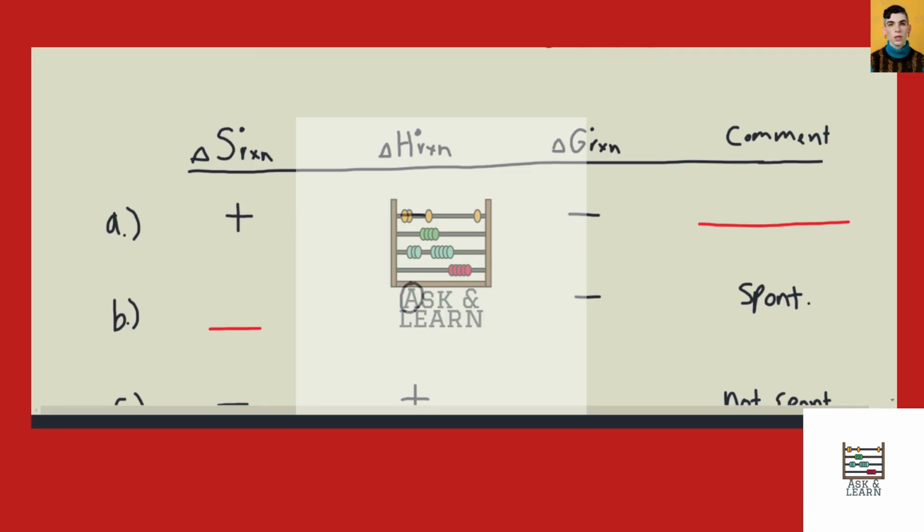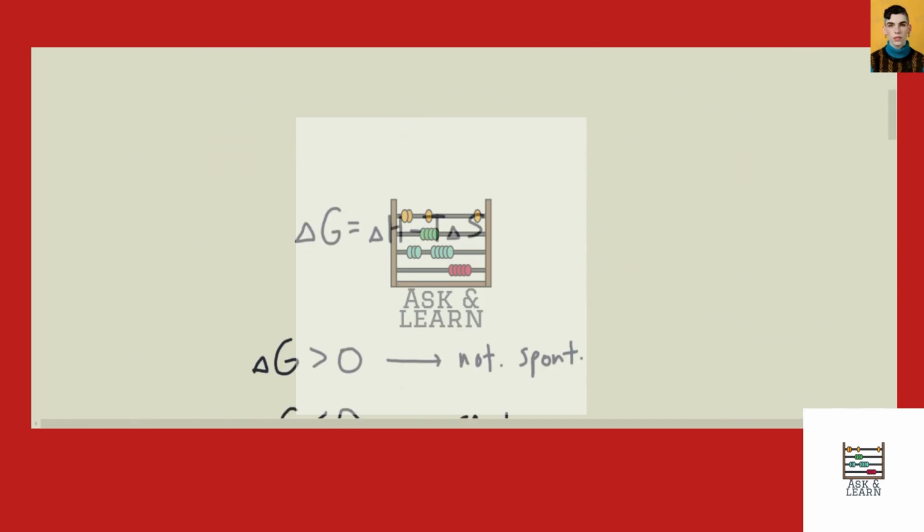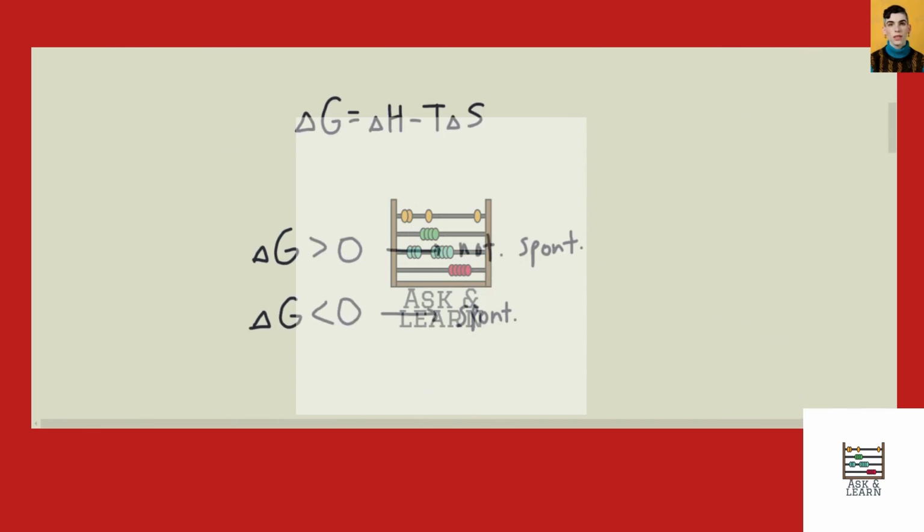In this problem, we are given a chart and we need to fill in the missing information. We are given the signs, meaning positive, negative, or zero, for delta S, delta H, and delta G of a certain reaction. And we also are leaving a comment as to whether or not this reaction is spontaneous. So we're going to use these two relationships to help us fill in the missing information.